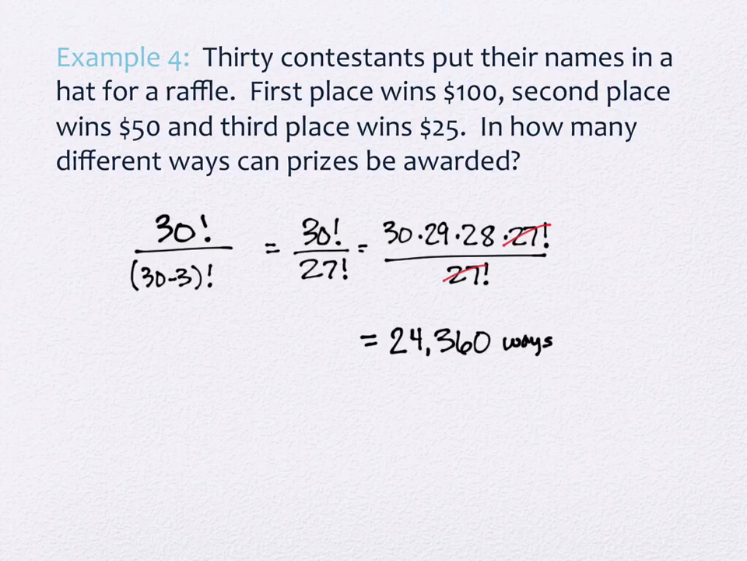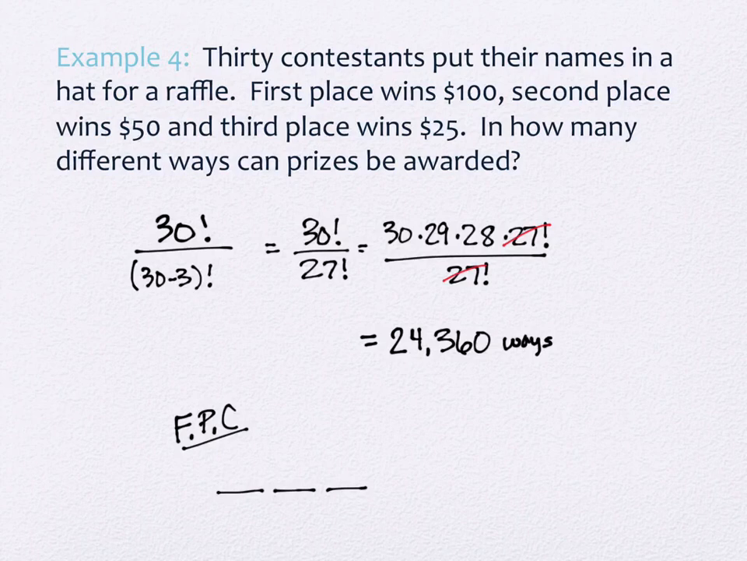Now, in this particular problem, there is another way to do it. That happens occasionally. You could do this as a fundamental principle of counting problem. So let's talk about what that would look like. We've got 3 winners, and because they're distinguishably different, I could use the fundamental principle of counting. How many people could win first prize? 30.